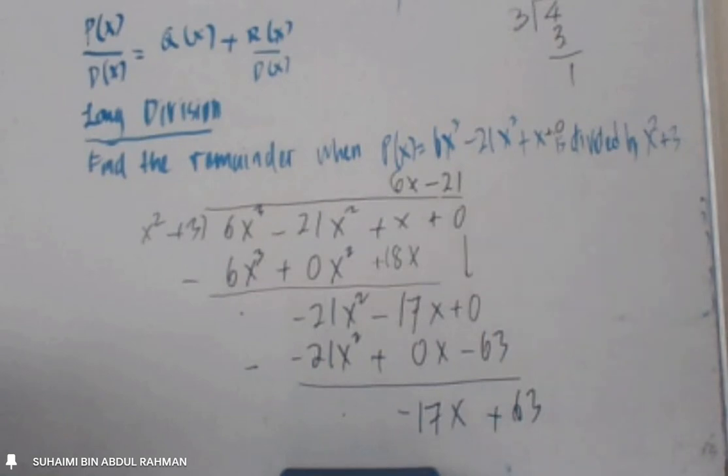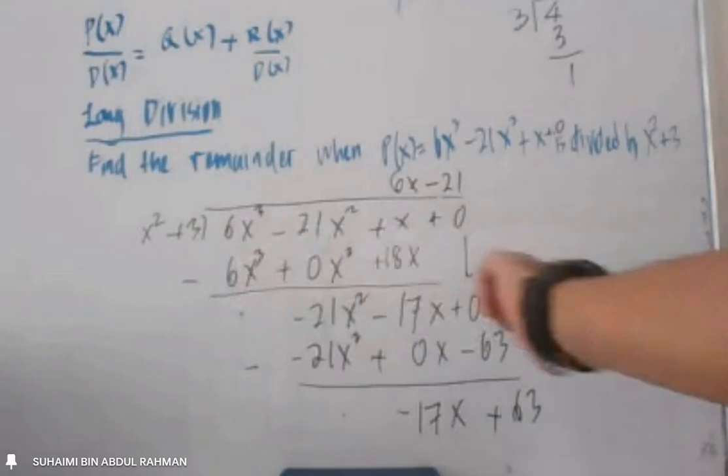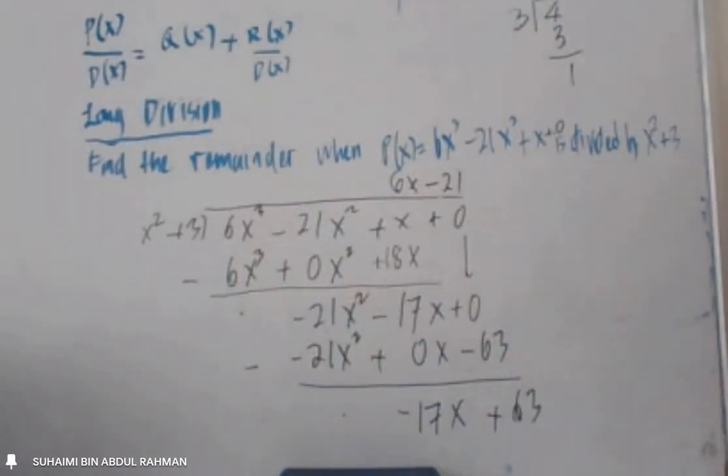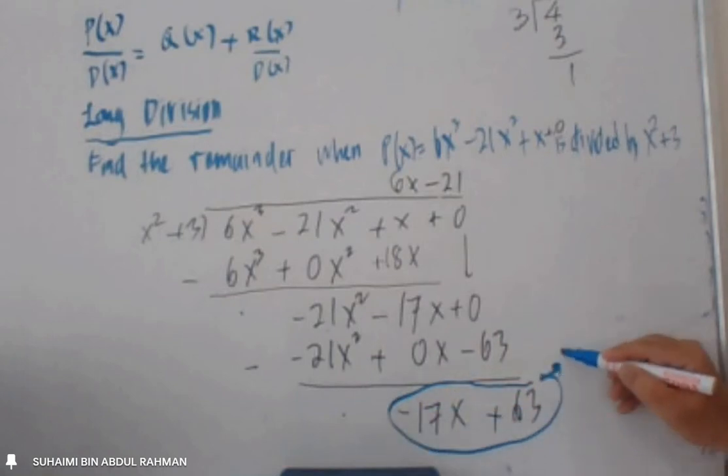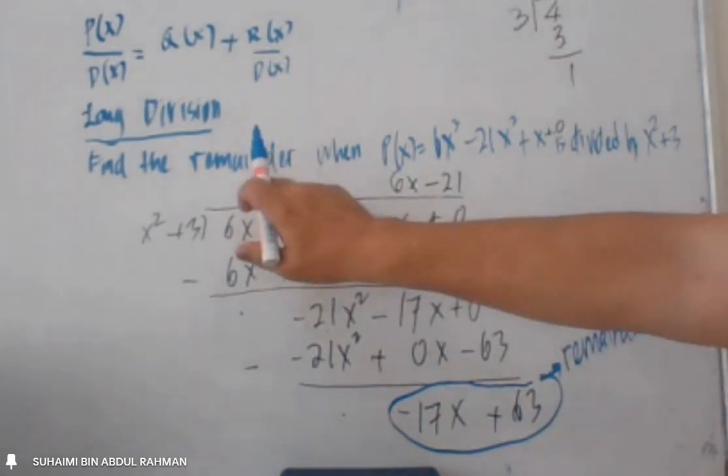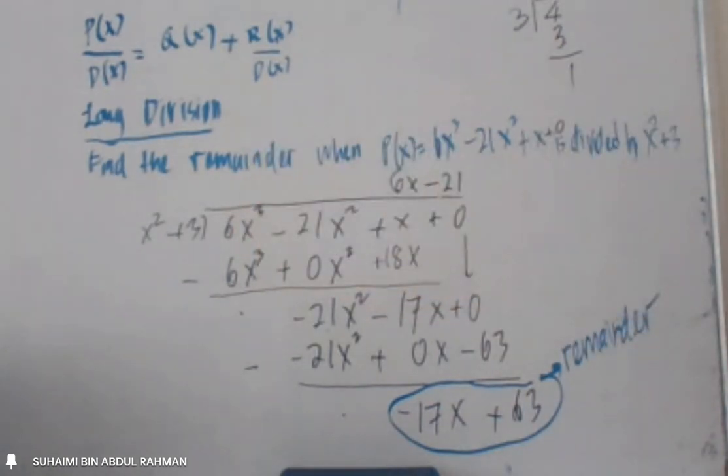Now, what is the highest power of x? It is 1. And the highest power of x in our divisor is 2. So we cannot divide, so we stop the division, which means that this is our remainder. That is our remainder, what the question wants.